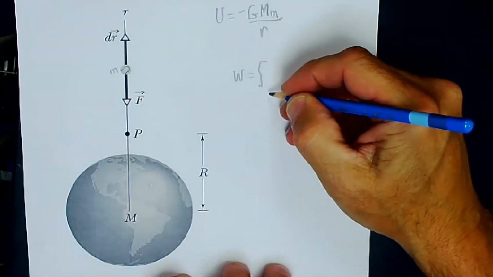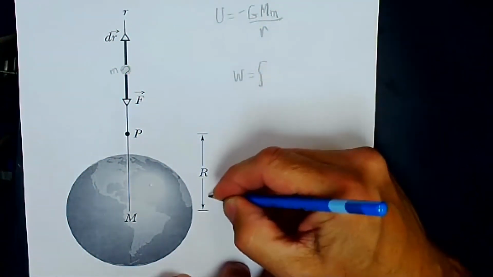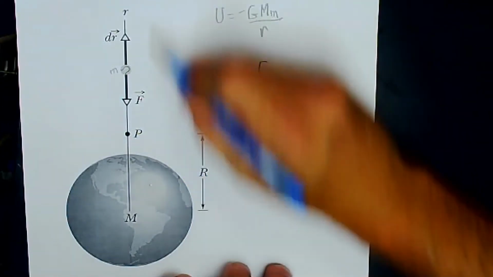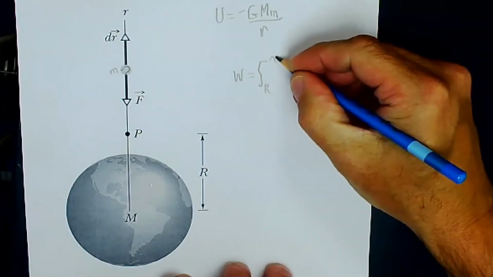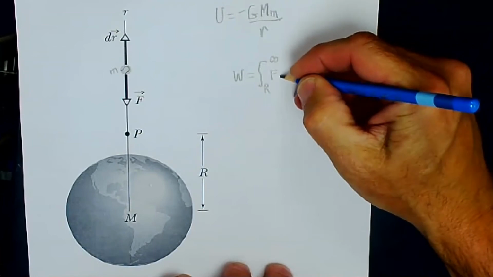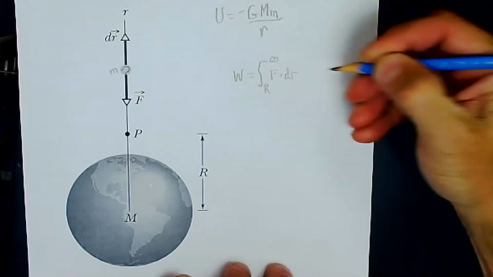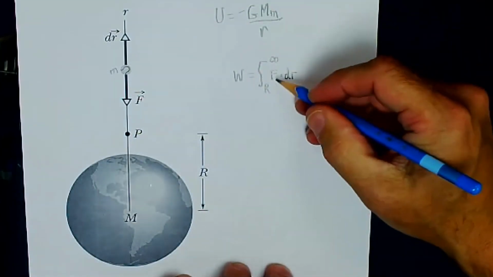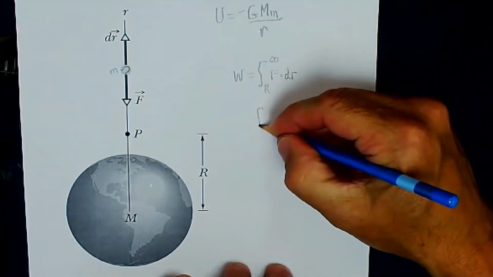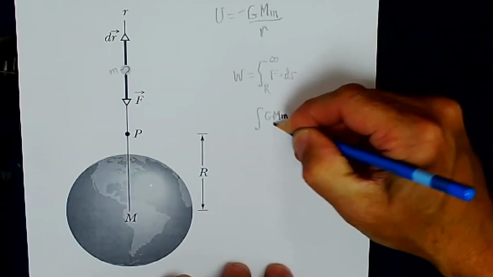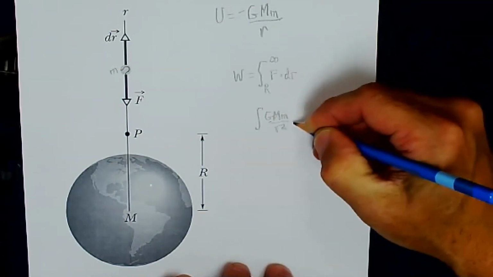From position P, which we'll call at a distance r away from the center of the Earth, all the way to infinity. So those are my limits of integration times the force with respect to the direction that the force is exerted over. Okay, now I know the force of gravity is G big M little m over r squared dr.